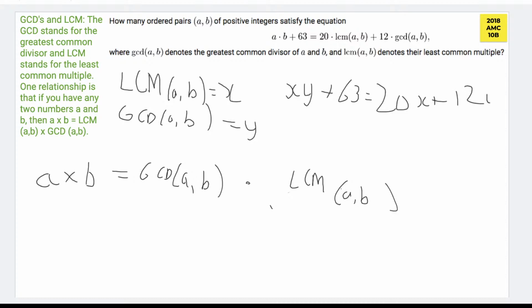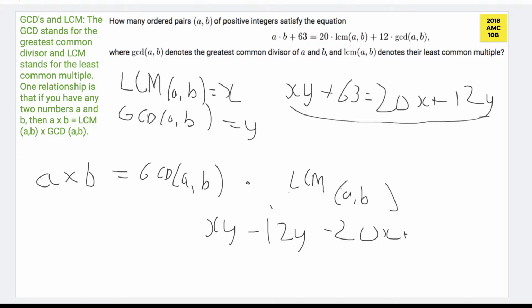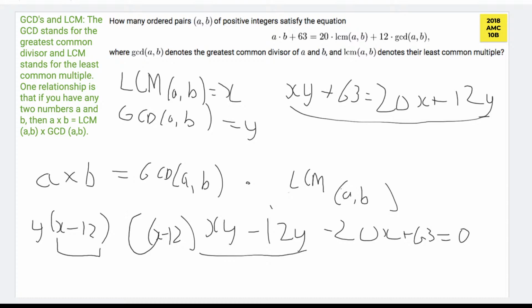20X plus 12Y. And now all we need to do is some factorization. Using Simon's Favorite Factoring Trick, we're now going to factor this out. Let's bring everything to one side: XY minus 12Y minus 20X plus 63 equals 0. Now you factor these two terms, and Y is the common term. So Y times X minus 12, that part is pretty obvious. And in Simon's Favorite Factoring Trick, you want this term to take a form like this, so you can add whatever number is here to Y to find the factorization. I mean the factoring method.